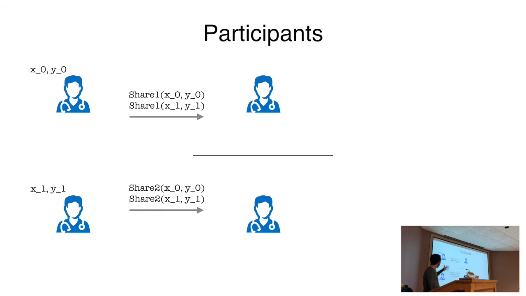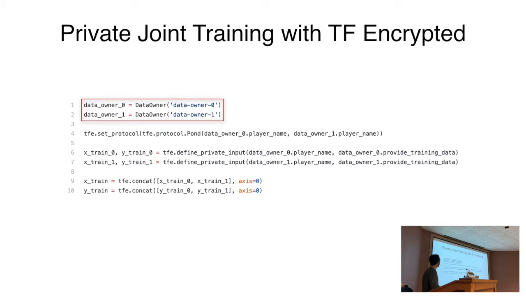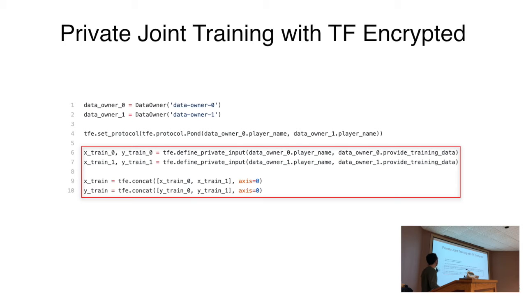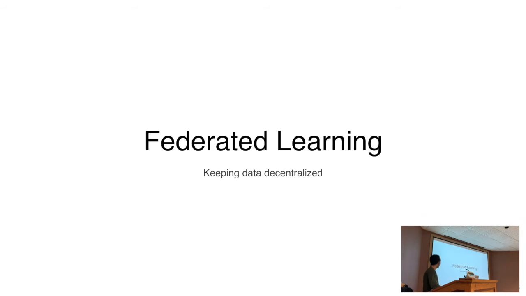They can secret share their data, compute it together, and come out with a model. It's pretty easy to express. It's the same way. You just have multiple data owners. You define multiple data sets and then concatenate them together to do that.